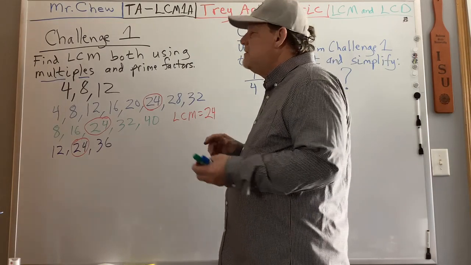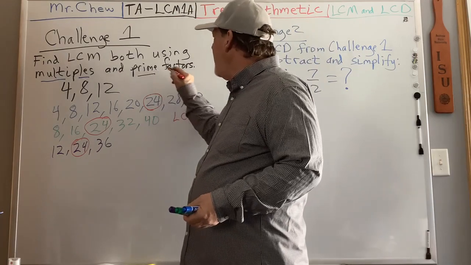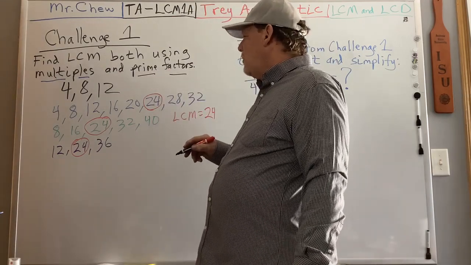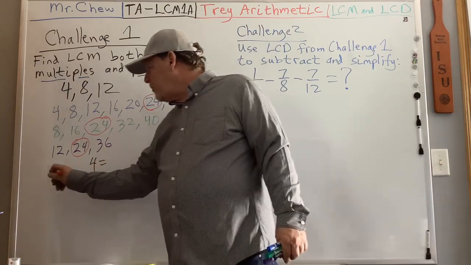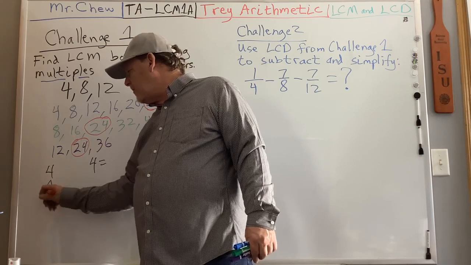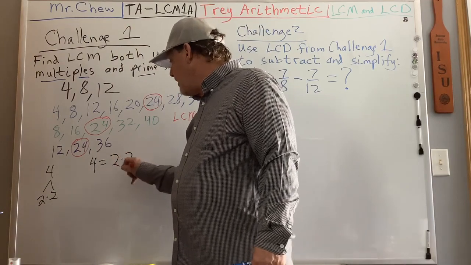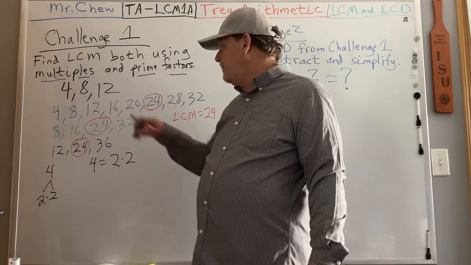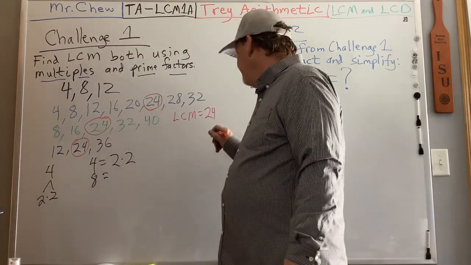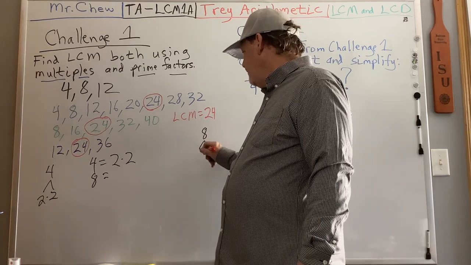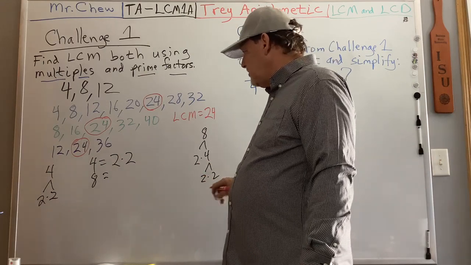Now that's not always the easiest method. There is another way. And that other way is to use prime factors. So I take each one, 4, and break it into its primes. And remember, we talked about this in an earlier video. I can use a factor tree. 2 times 2, they're both primes, is the prime factorization of 4. And then 8, I can do my 8 now. That's 2 times 4, and 4 is 2 times 2, so it's 2 times 2 times 2.